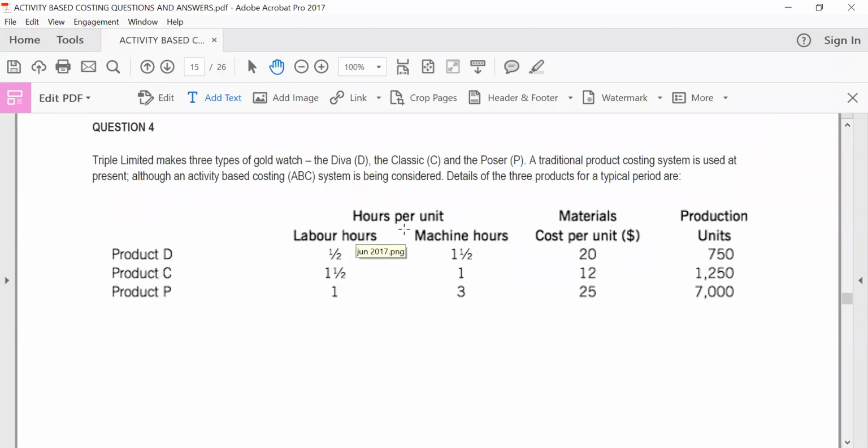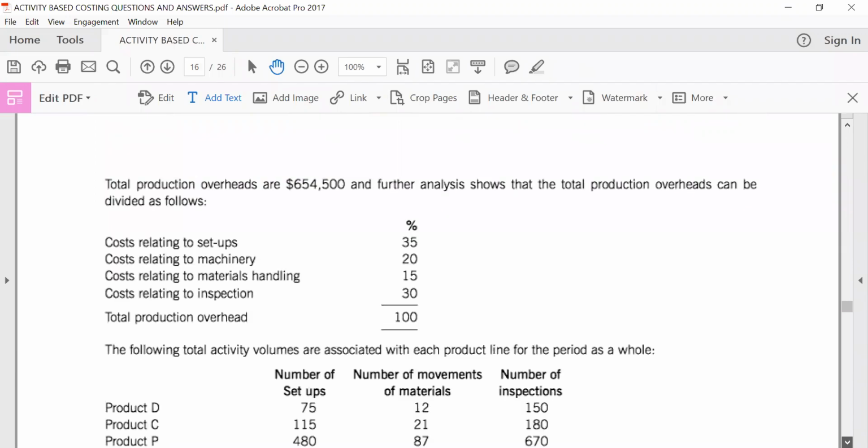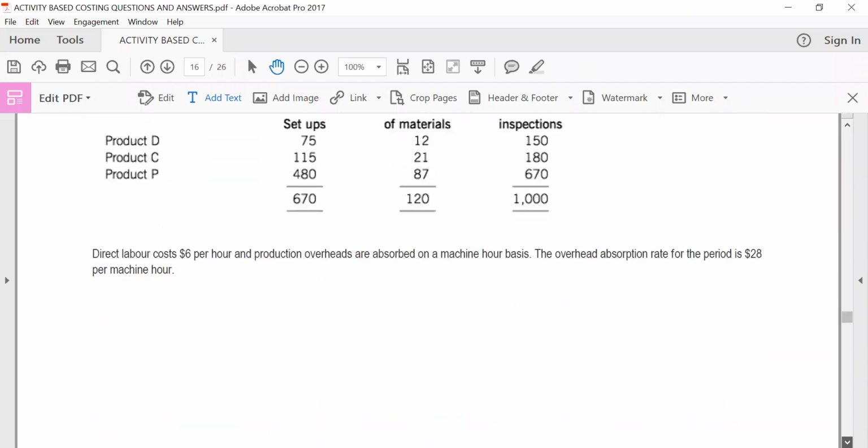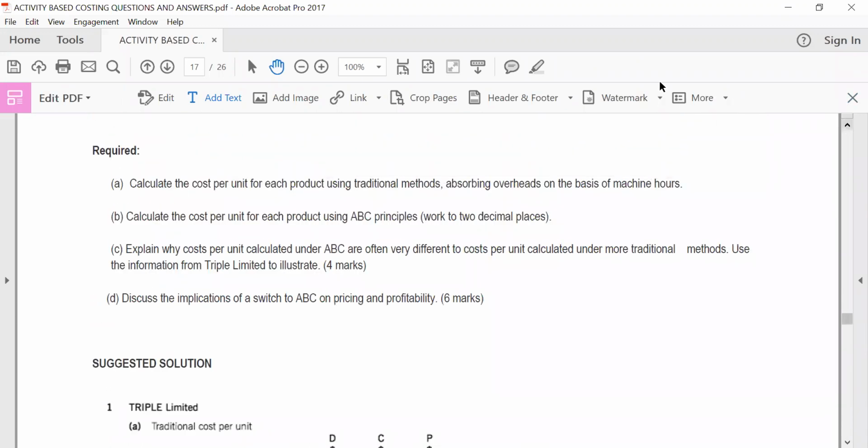Triple Limited makes 3 types of gold watch. So I'm reading, right? So let's read the requirement first. Henry all the time advises us to read the requirement first. Why are you not doing that? So the requirement first, so that at least you know what we are actually going to do, right? So here the requirement says, calculate the cost per unit.